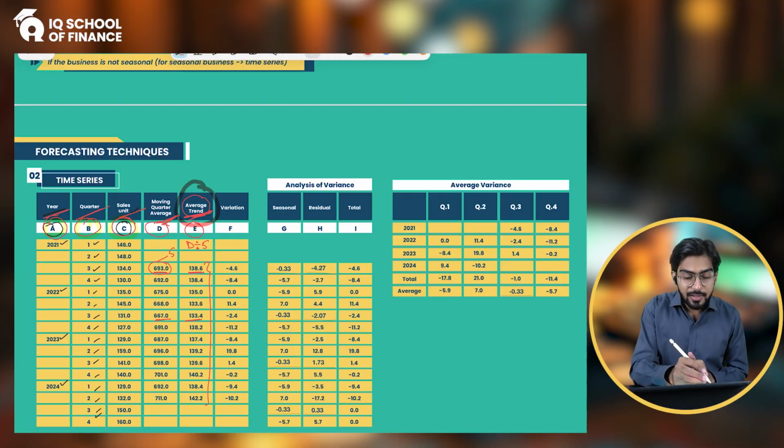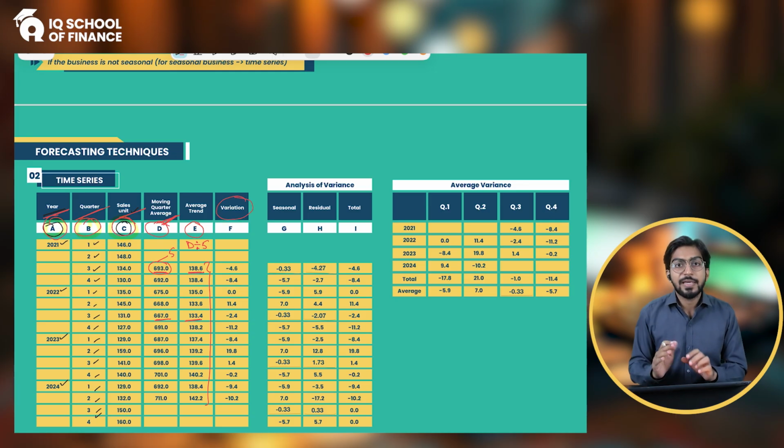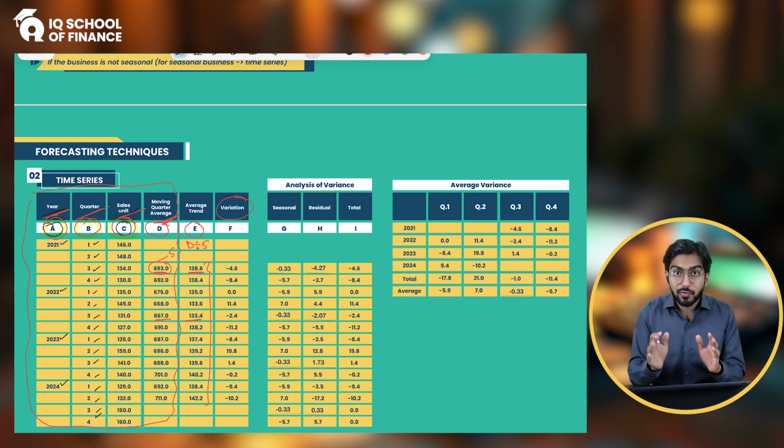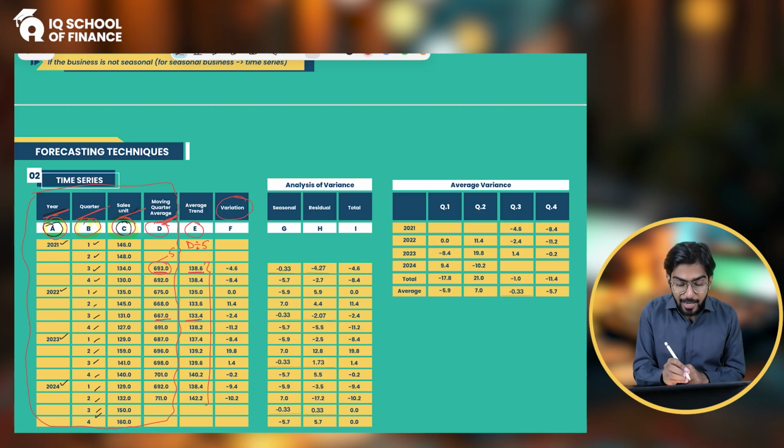Now we have the variation column, and how is it calculated? You should know, because these are the things you have to do, from here to here, the rest of the thing you have to do. So how is the variation calculated? The variation is calculated by finding out the difference of something. What something? That's very easy.